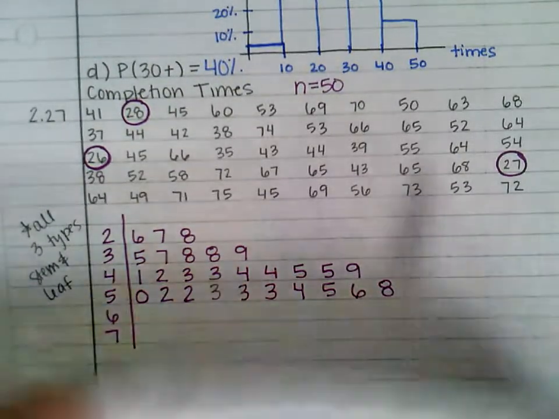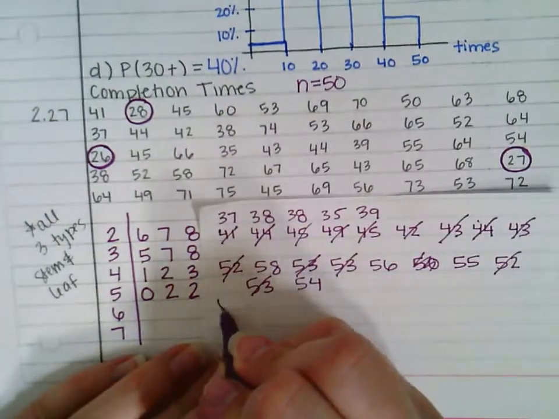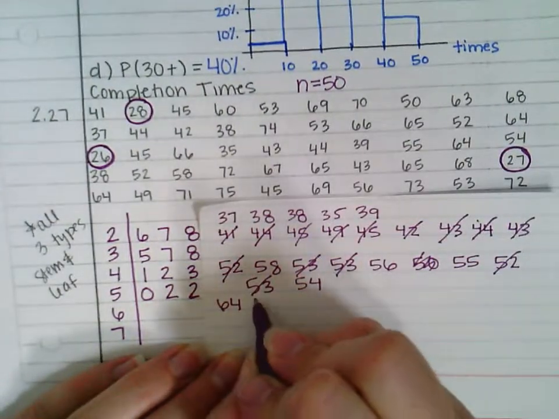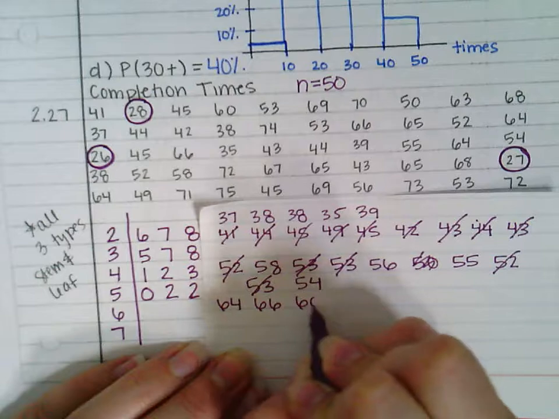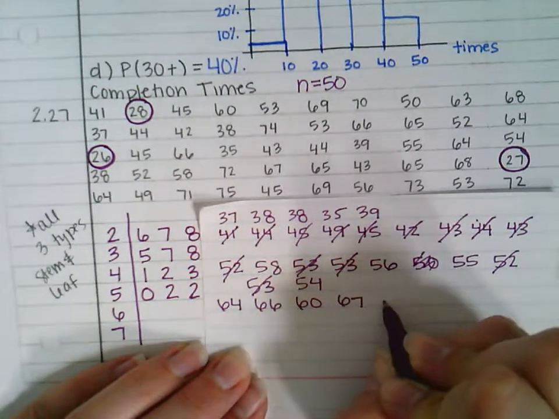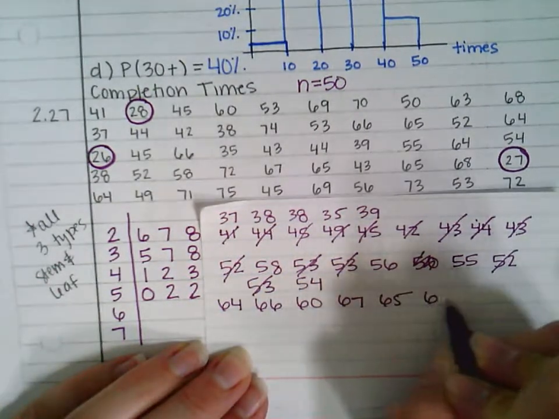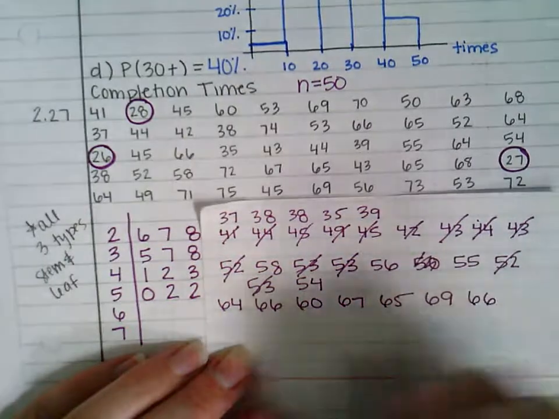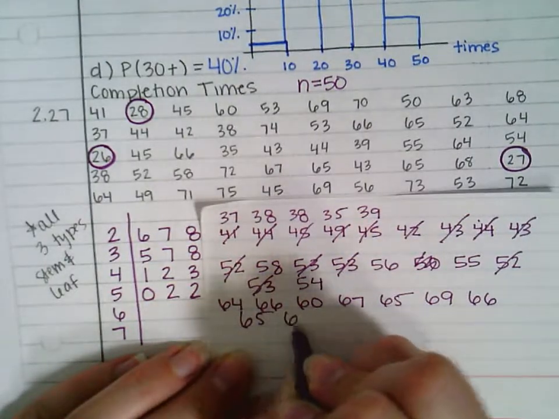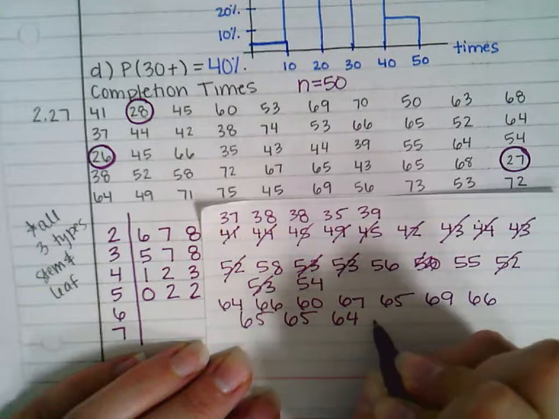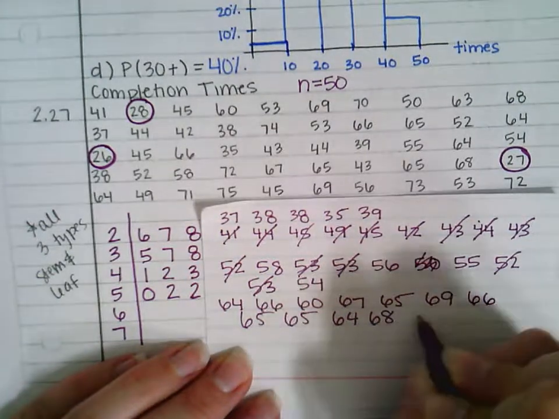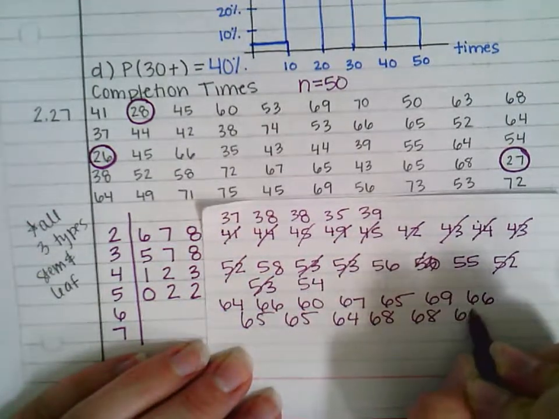All right, let's do our 60s here. So 64, 66, 60, 67, 65, 69, 66, 65, 65, 64. Wow, lots of 60s, y'all.